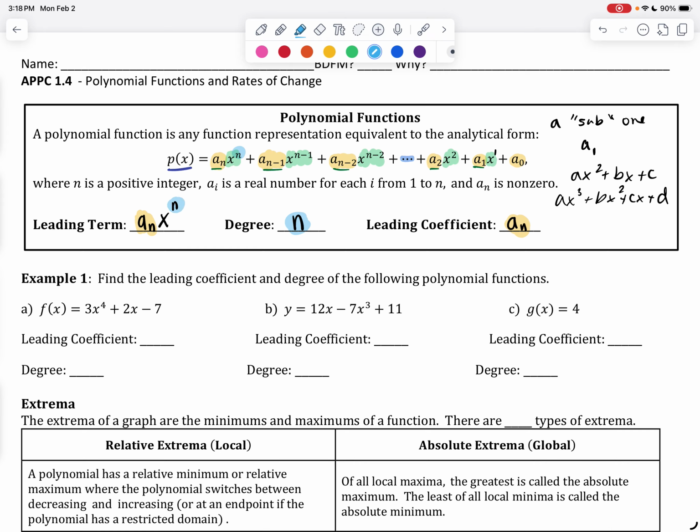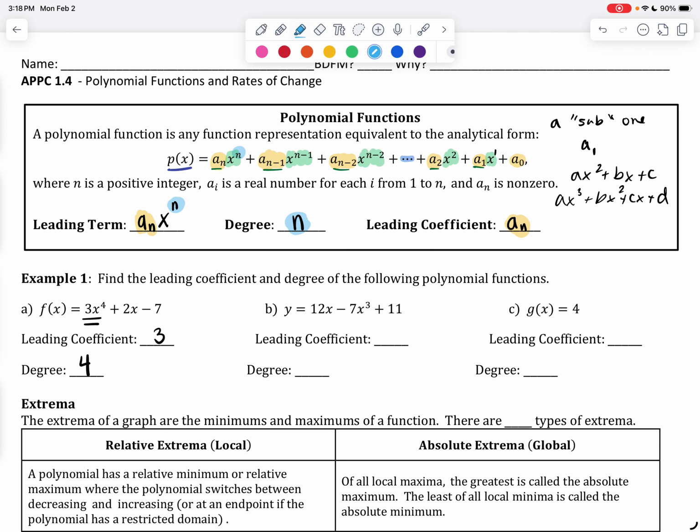All right, so let's look at a couple examples. The leading coefficient and degree of the polynomial function are both going to come from the leading term. Now, sometimes if a function is in standard form, that term is in the front, but sometimes we're not so kind. The first example, A, with f of x, our leading term is 3x to the 4th, so our leading coefficient is 3 and our degree is 4.